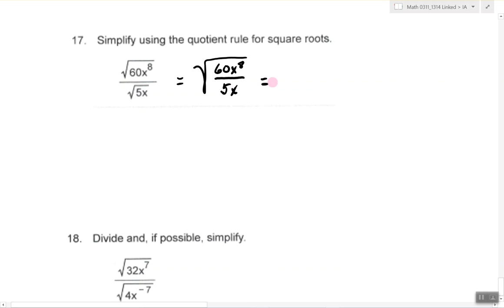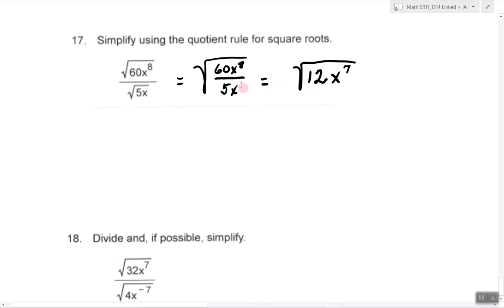Number 17, this is the square root of 60x to the 8th over 5x. I'm going to go ahead and divide. 5 goes in there, it's under the radical, 12 times. When I do division with exponents, I use the quotient rule, which tells me to subtract. 8 minus invisible 1 gives me 7.